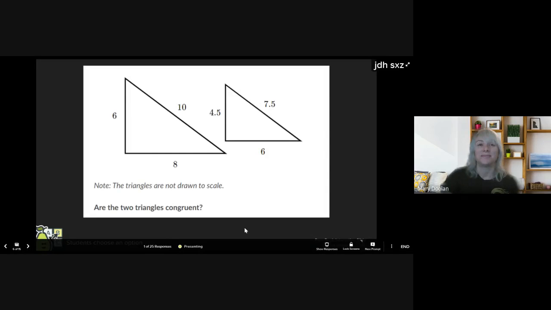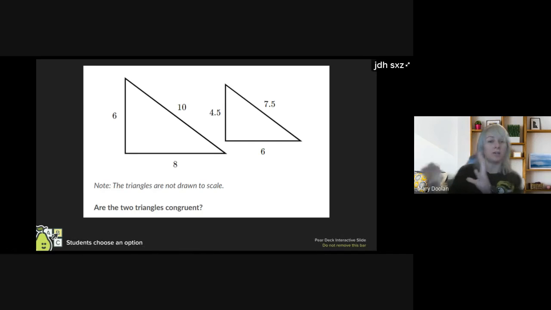Okay. This is your third one. Note that the triangles are not drawn to scale. Are these two triangles congruent? So if you look at what is given to us in the picture, one triangle has side lengths of 6, 8, and 10. The other triangle has side lengths of 4 5/10, 6, and 7 5/10. Are those two triangles congruent?